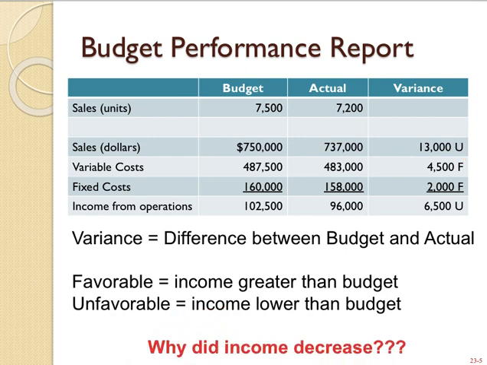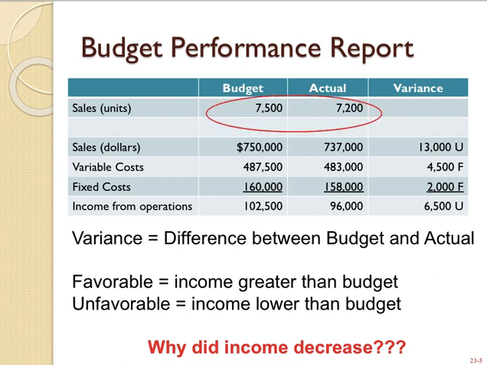So the question now is, well, why did our overall income here decrease? If you look here, our overall income variance was $6,500 and it was unfavorable because it was less, right? We only made $96,000 even though we planned to make $102,500. So why did our income decrease?